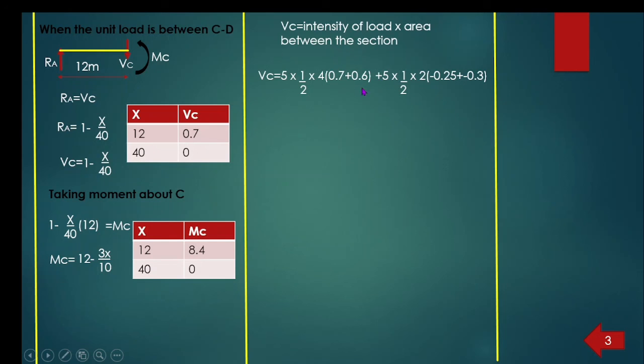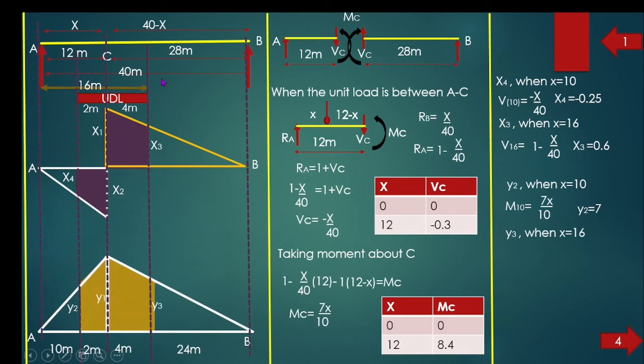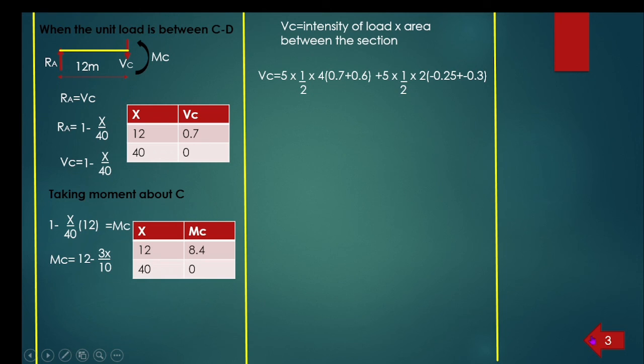And then plus 5 times half of 2. Remember, we have the distance here is 2. For the first case, our h is 4, and for this h is 2. It's 2 by the ordinate x2 and x4. For x1, remember, it's 0.25, and basically we have 0.3. So if we do that, we will be able to get the force at C as 10.25 newton.